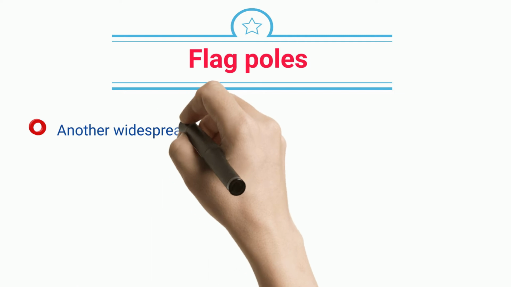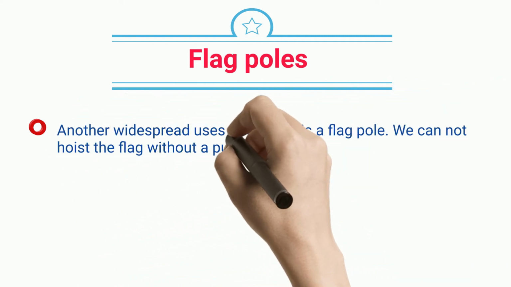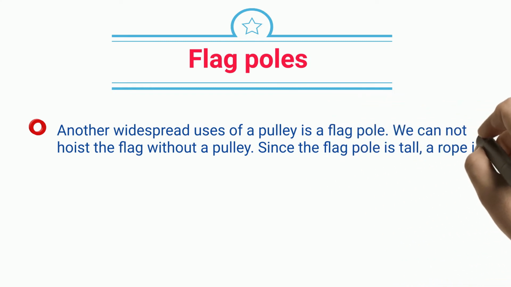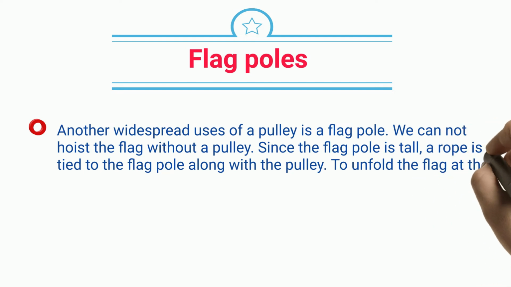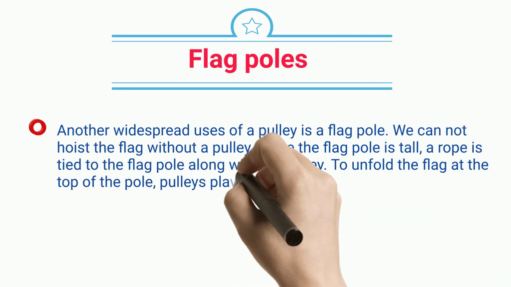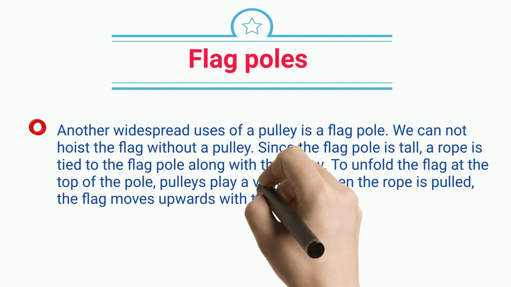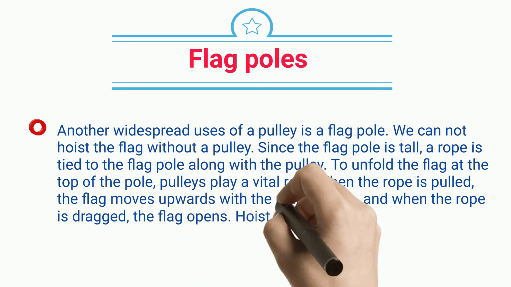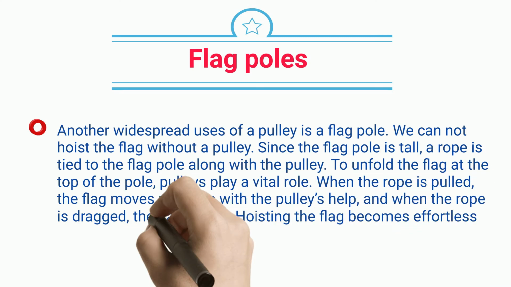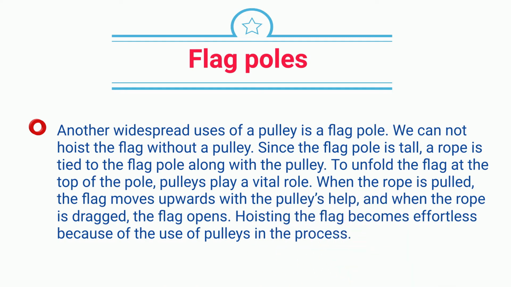Flag poles. Another widespread use of a pulley is a flag pole. We cannot hoist the flag without a pulley. Since the flagpole is tall, a rope is tied to the flagpole along with the pulley. To unfold the flag at the top of the pole, pulleys play a vital role. When the rope is pulled, the flag moves upwards with the pulley's help, and when the rope is dragged, the flag opens. Hoisting the flag becomes effortless because of the use of pulleys in the process.